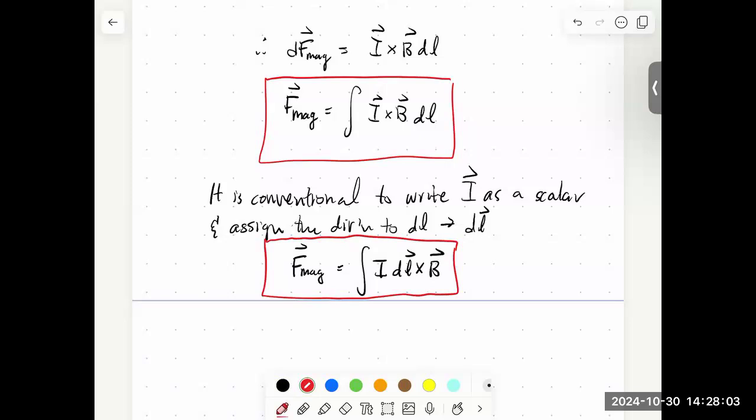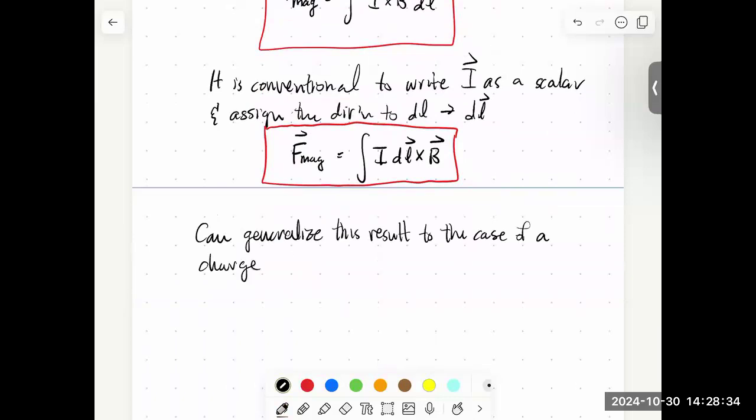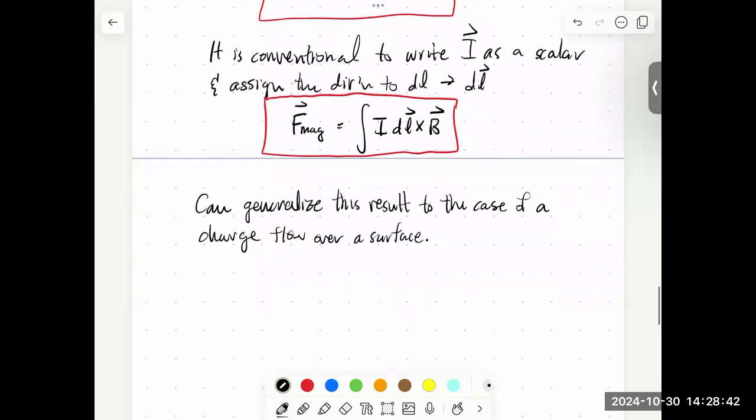Good. So what I want to do is generalize this. So instead of thinking of just a current along a one-dimensional wire, we can generalize this result to higher dimensions, to the case of a charge flow over a surface. Okay, so what's that going to look like?